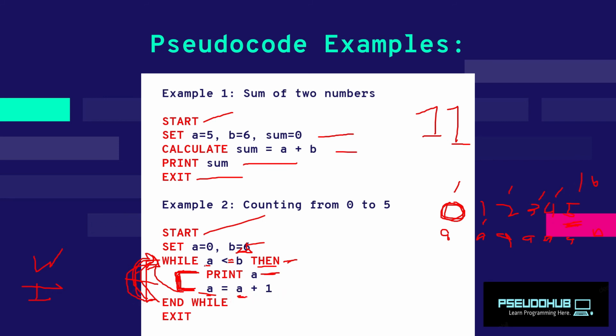So this time, 6 less than or equal to 5. So it's false now, because 6 is not less than 5 and it's not equal to 5. False now. So meaning it terminates here. End while. It processes the end while. There's nothing else, so exit. So you have output 0, 1, 2, 3, 4, 5. So that's an example of how to implement pseudocoding using a looping structure.